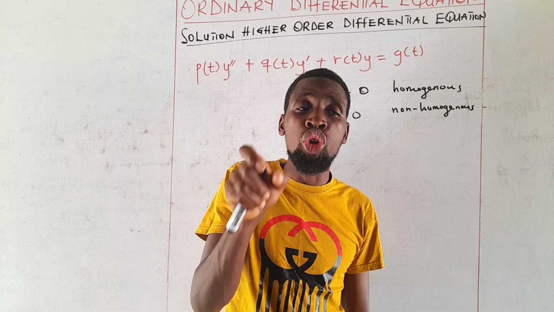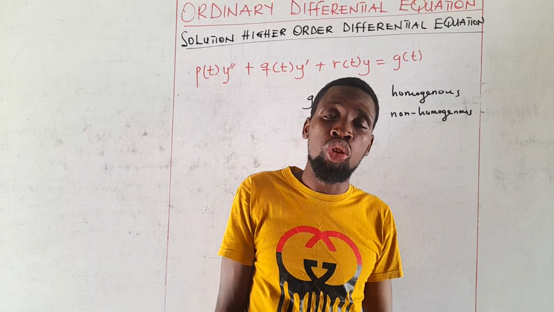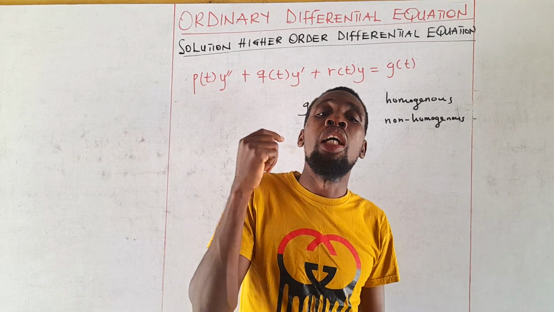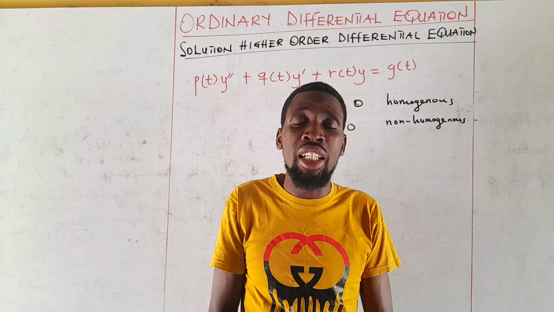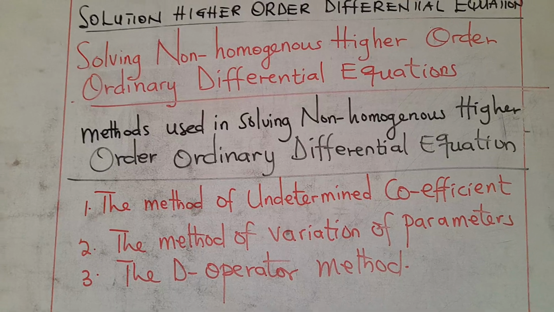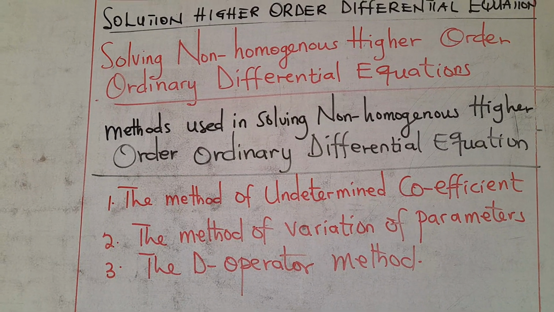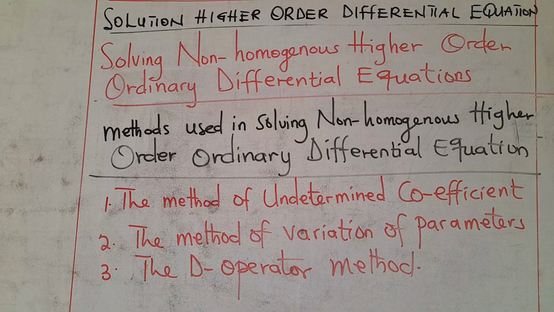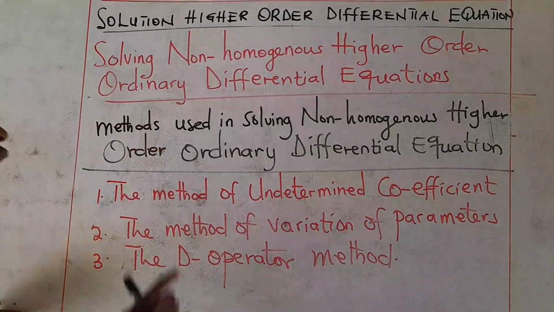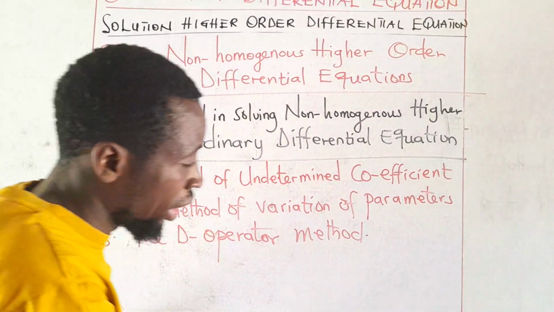When we meet a non-homogeneous higher order ordinary differential equation, 3 methods come to mind in solving them. Among these methods, we'll be taking one, then we'll know what it is and we'll solve some sample problems using that method. The 3 methods are the method of undetermined coefficients, the method of variation of parameters, then the D operator method.